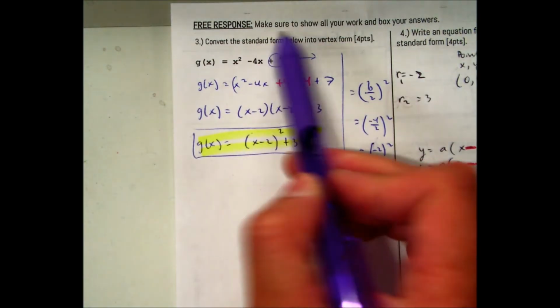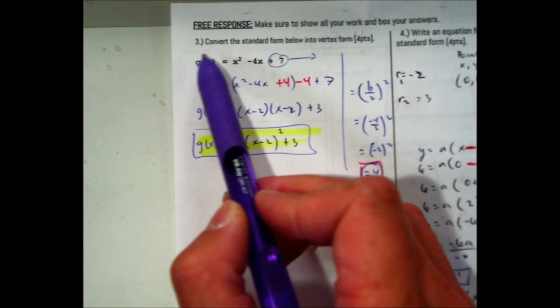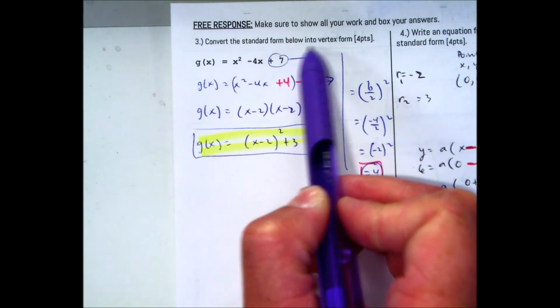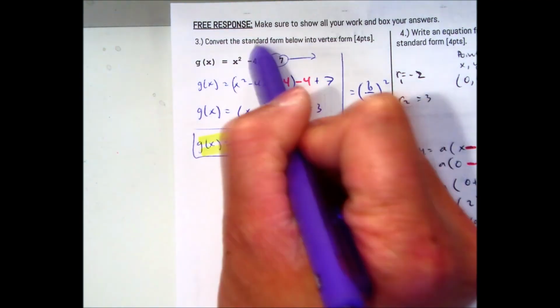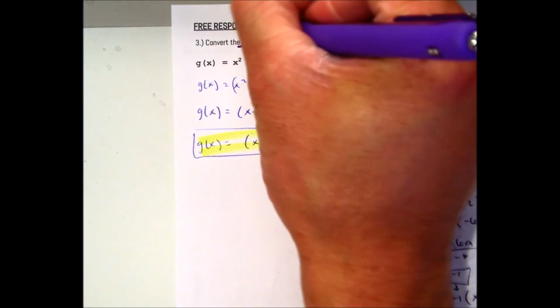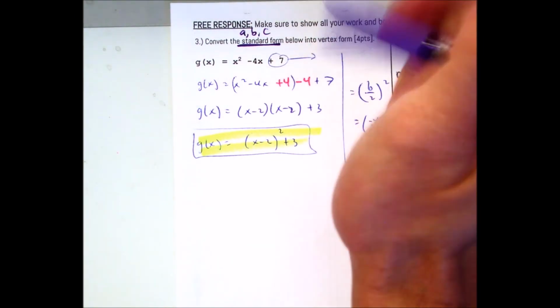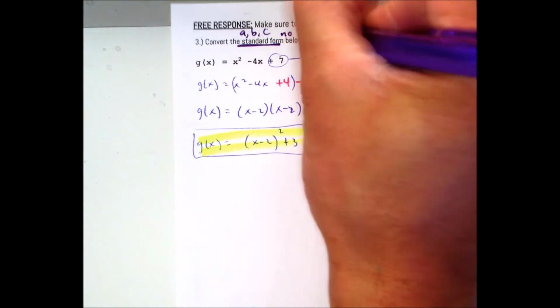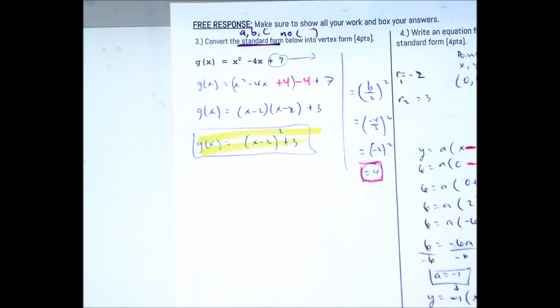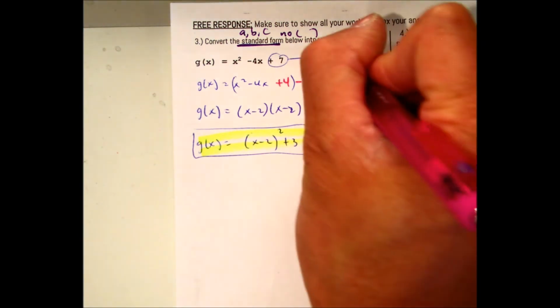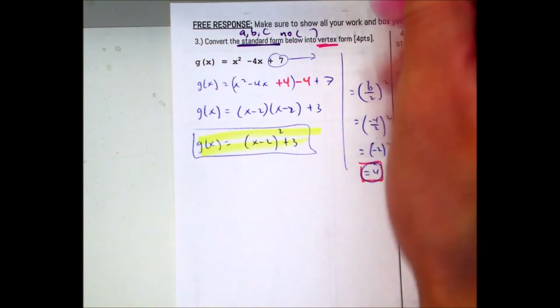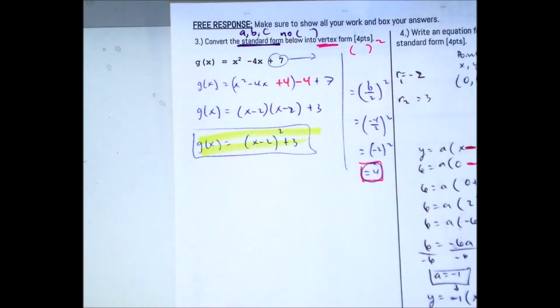For your response, make sure to show all your work and box your answers. Number 3, convert standard form into vertex. Standard form just has a bunch of A, B's, and C's, and if I had to summarize what standard form is, there's no parentheses. Vertex form, it has parentheses squared. Okay, so here is standard form.